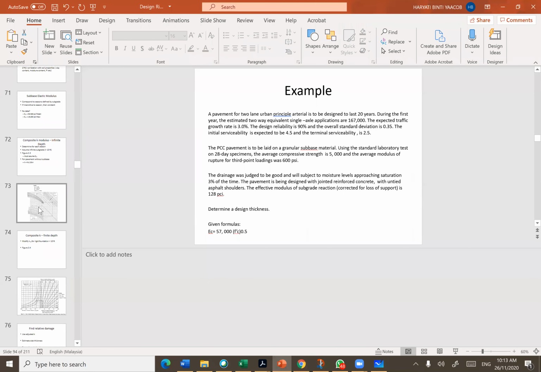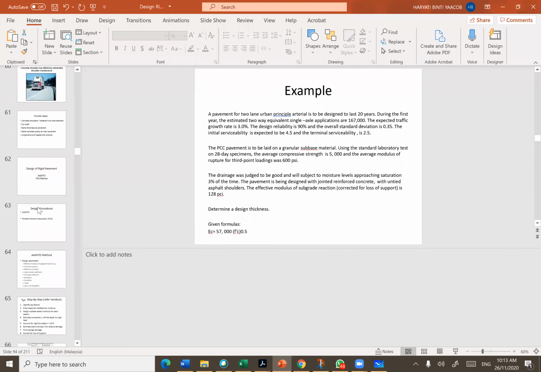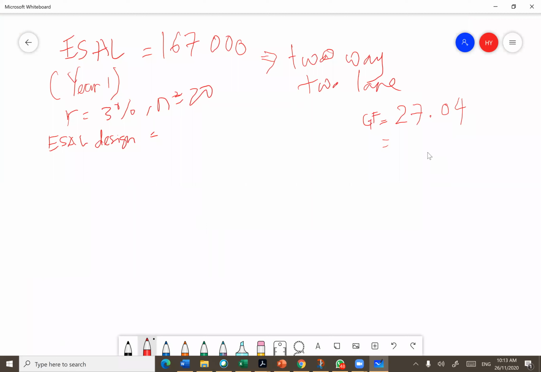The formula: (1 plus G) to the power of N, minus 1, divided by G. Is it correct? Yes. Okay, try. Doctor, 4.4 million? What is it? Is it the design ESAL? Okay, what is your growth factor, Zaid? 26.8. Okay, 26.8.